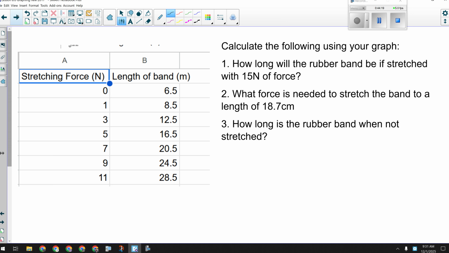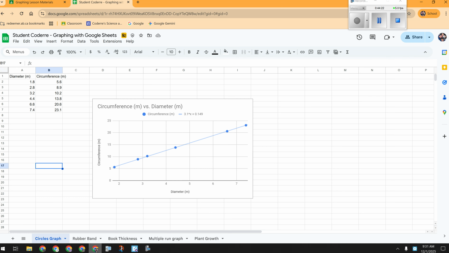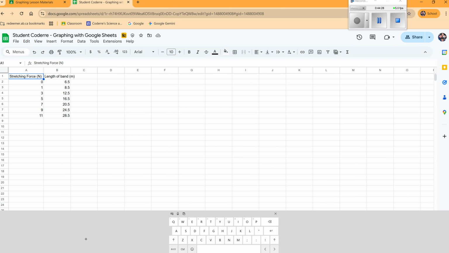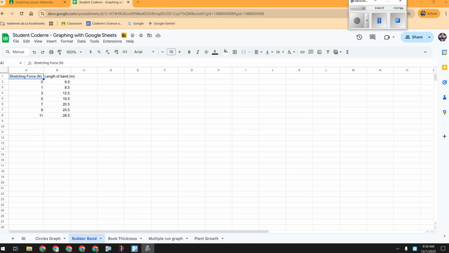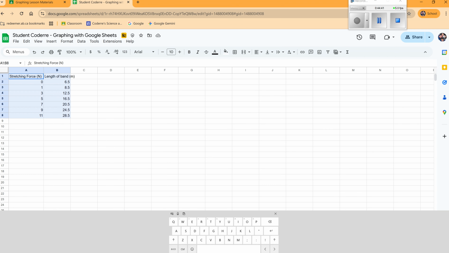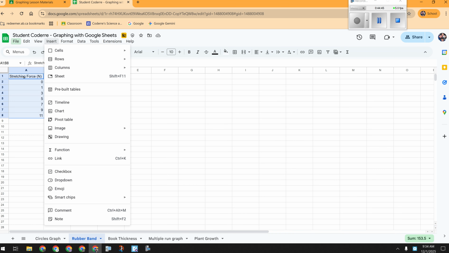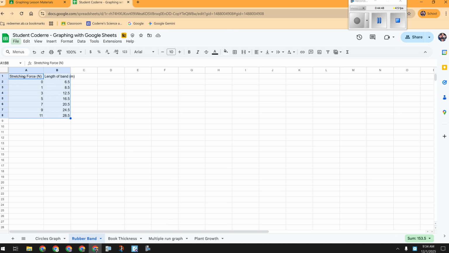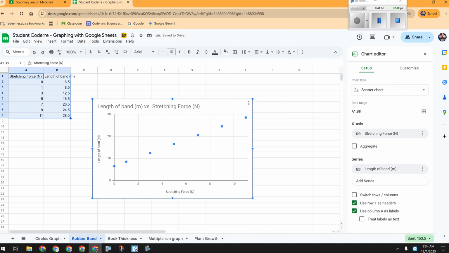Okay, let's do the rubber band one next. Just go to the rubber band tab right here. It's the one right next to the one we were on. I'll give you a minute to build the graph. See if you can do it without me this time. Okay, so building that graph, click and drag till you highlight all of the information, and then insert chart.